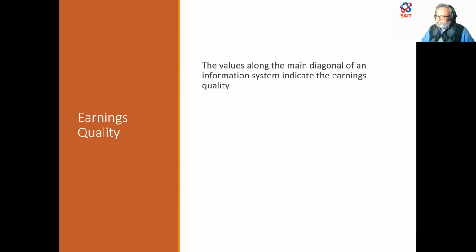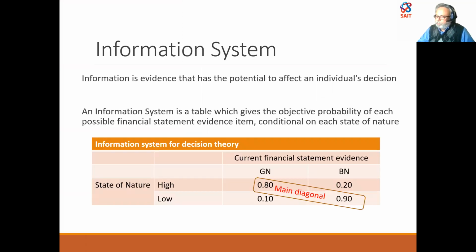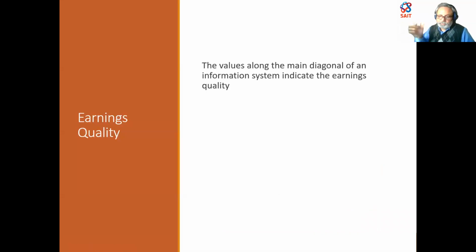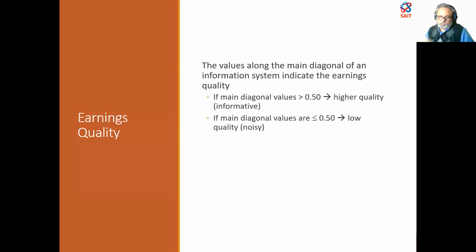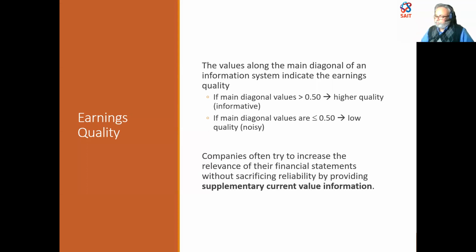Now, again, just to show you that main diagonal number one more time here, if you see an information system that looks like this, good news is 80% correlated with a high state of nature. Bad news is 90% correlated with a low state of nature. You see the main diagonal probabilities are very high, definitely much higher than 50%. You will conclude that this particular information system is high quality. Had our numbers all been close to 50-50, you would have said there's a lot of noise. And noise is not good when it comes to making decisions.